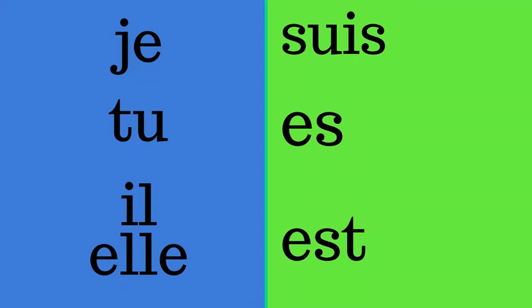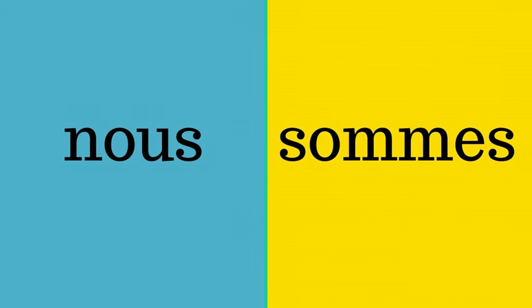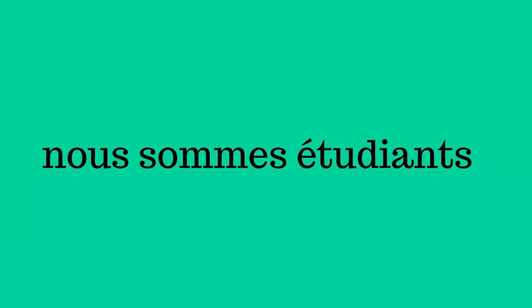Okay. Let's have a look now at nous. Nous sommes. Remember I told you E and S at the end, we don't say them. Ignore them. Sommes. Nous sommes. Example, nous sommes étudiants.